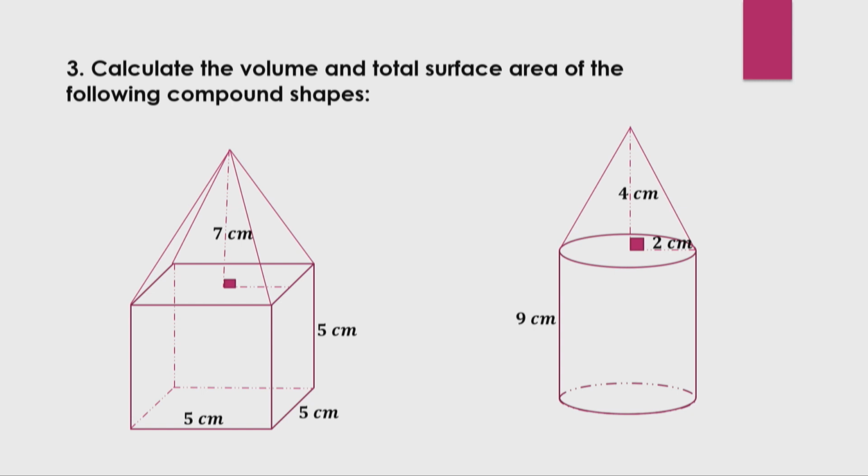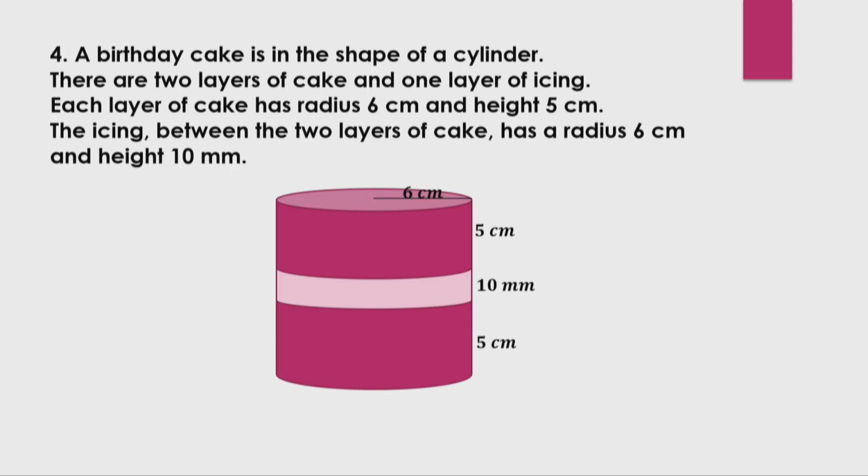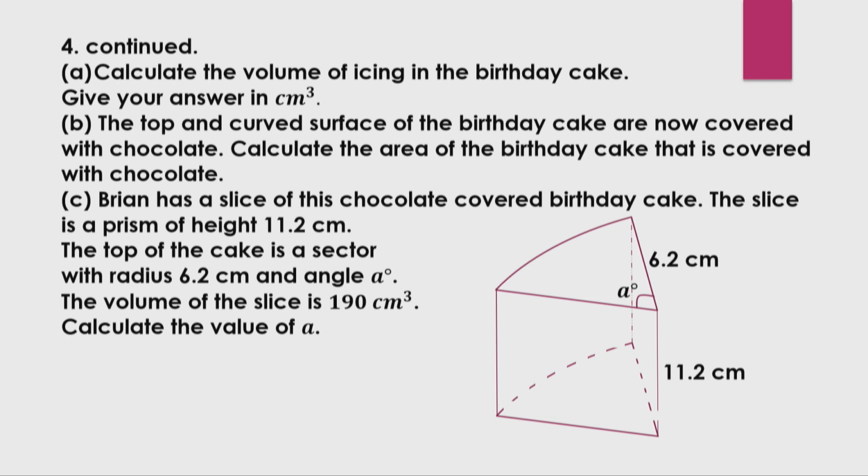Number 3. Calculate the volume and total surface area of the following compound shapes. Number 4. A birthday cake is in the shape of a cylinder. There are 2 layers of cake and 1 layer of icing. Each layer of cake has radius 6 centimeters and height 5 centimeters. The icing between the 2 layers of cake has radius 6 centimeters and height 10 millimeters. Part A. Calculate the volume of icing in the birthday cake. Give your answer in centimeters cubed.